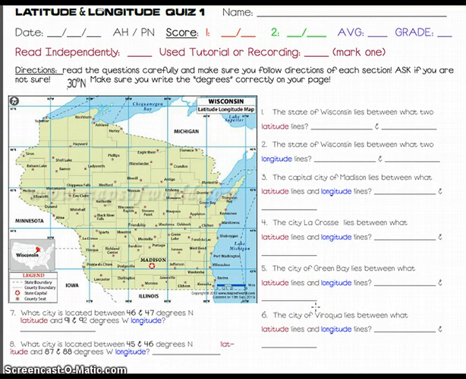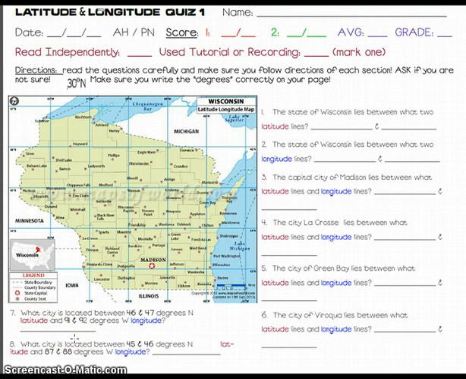Number 6, the city of Viroqua lies between what latitude lines and longitude lines? Pause and mark your answer. All right, number 7 is over here.